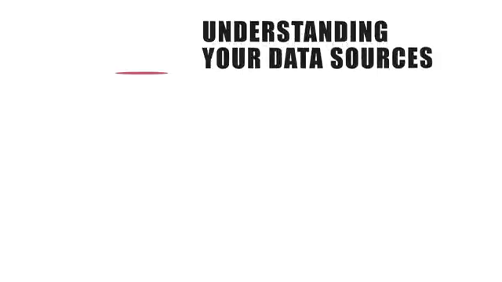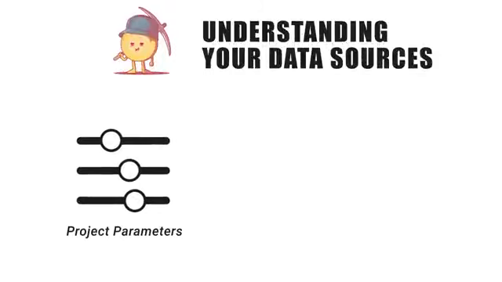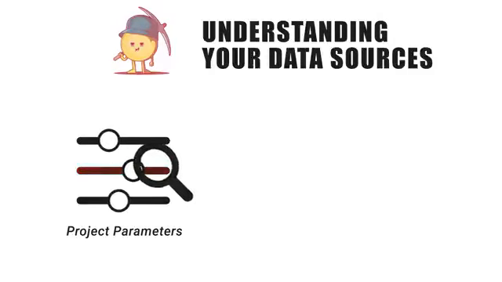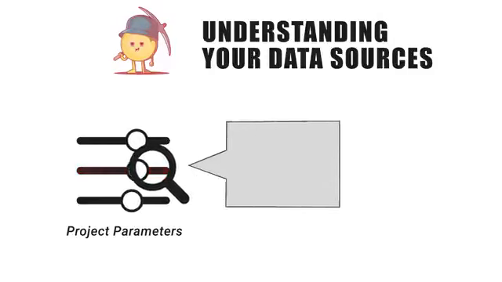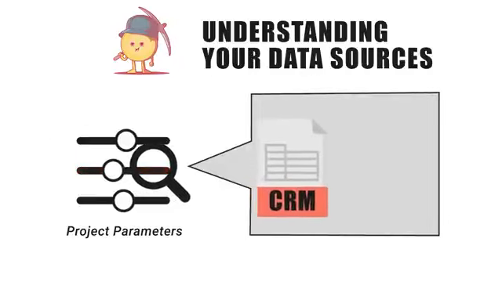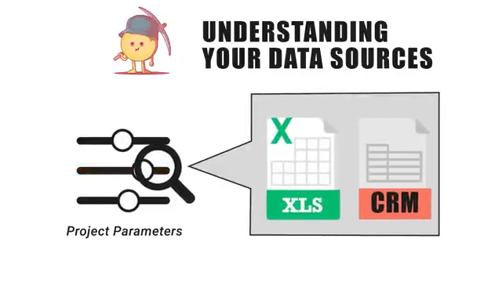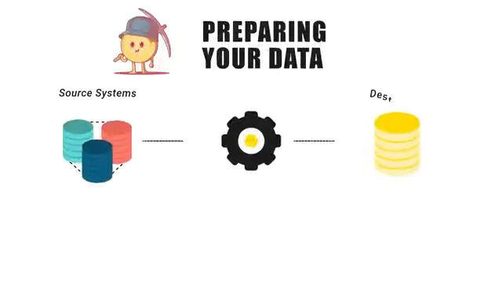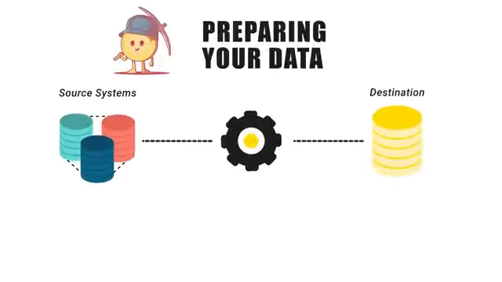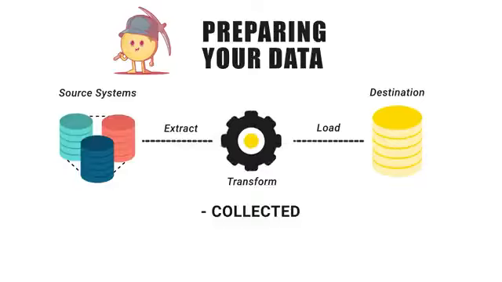The second is understanding your data sources. With a deeper grasp of your project parameters, you'll be able to better understand which platforms and databases are necessary to solve the problem. Whether it's from your CRM or Excel spreadsheets, identify which sources best provide the relevant data needed. The third is preparing your data. In this step, you'll use the ETL process, which stands for extract, transform, and load. This prepares the data, ensuring it is collected from the various selected sources, cleaned, and then collated.